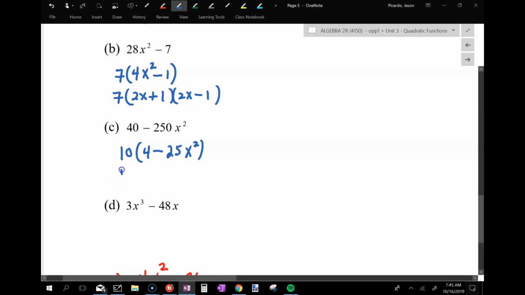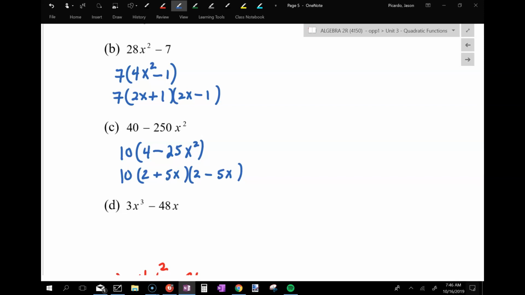All right, so now what? Now I got another DPS problem, right? Square root of 4 is 2. Square root of 25x squared is 5x. Cool? All right, part D.